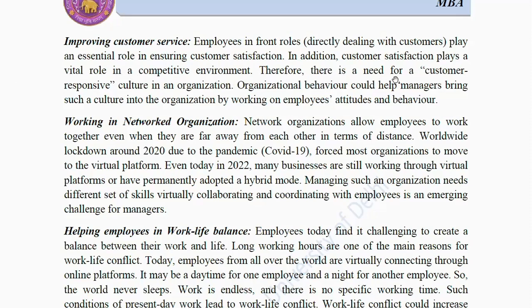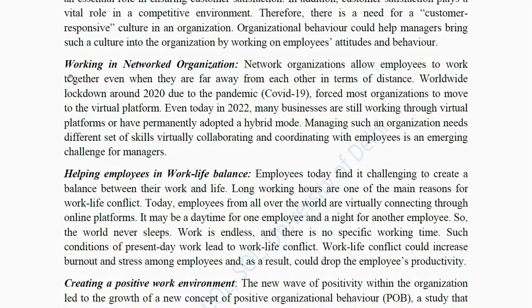Therefore, there is a need for a customer responsive culture in an organization. Organizational behavior could help managers bring such a culture into the organization by working on employees' attitude and behavior. Number 6, working in networked organization.